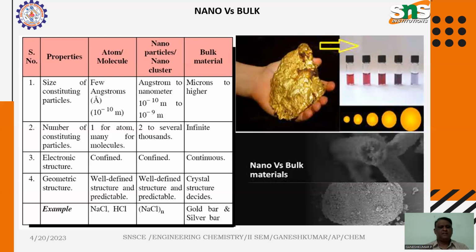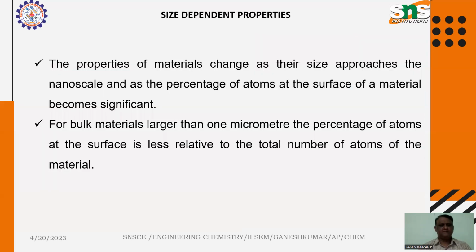The geometric structure: the atoms and molecules have a well-defined geometrical structure that can be predictable. And nano also has a predictable, well-defined structure. The crystal structure of bulk material decides the shape and size of the material. So this tabular column, that means the difference between these three, helps us to understand the difference between an atom and a nano or a bulk. That is, the nano is in between the atom and bulk materials.